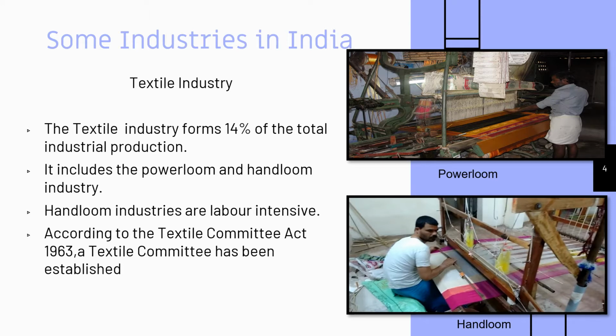the handloom industry. According to the Textile Committee Act of 1963, a textile committee has been established to set the quality standards for textiles manufactured for sale in the internal market as well as for export. So, this Textile Committee Act checks the quality of products that are made and it decides the quality that should be upheld at all times for internal and external export.